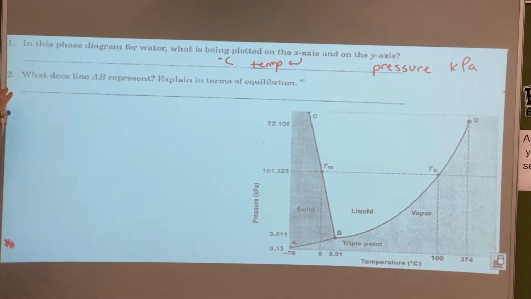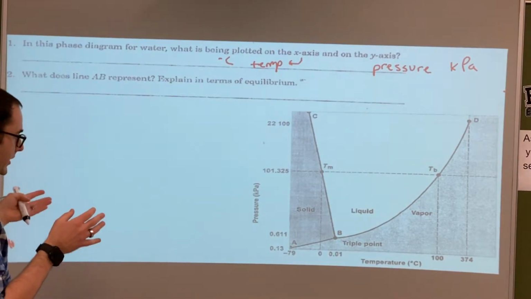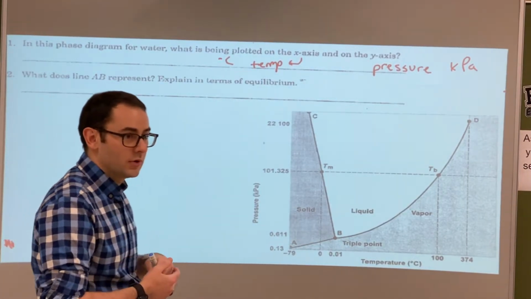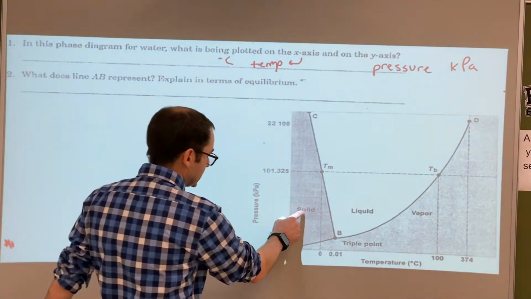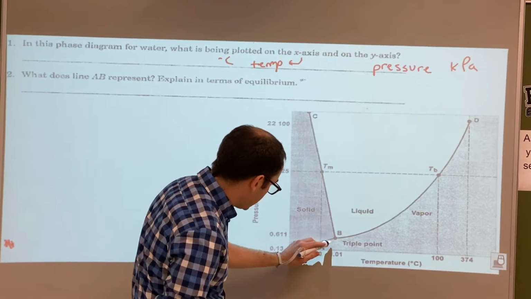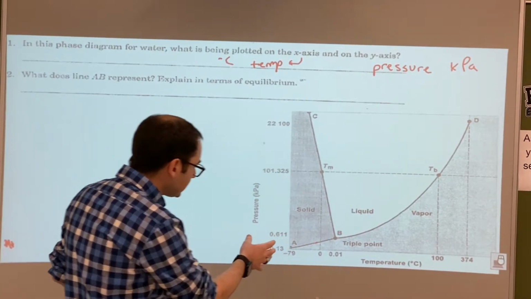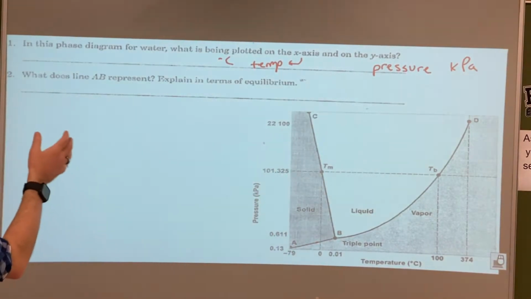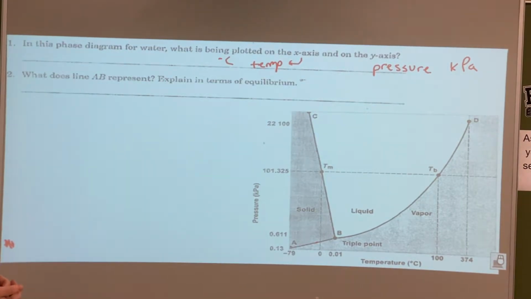Okay, so let's talk about the next one. It says, what does line AB represent? Explain in terms of equilibrium. So first off, AB is between what two phases? Yeah, between solid and vapor, right? So A and B is here, so it's right on this line, all right? And we need to explain this in terms of equilibrium.